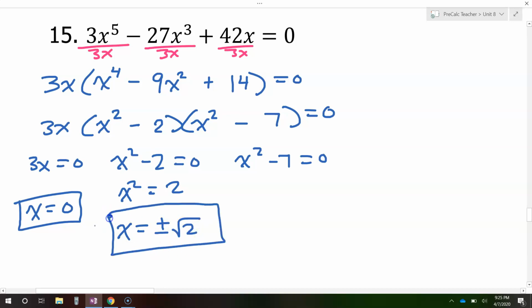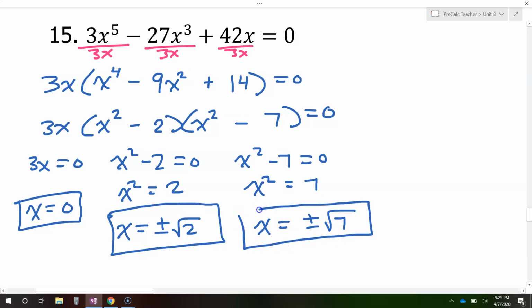All right, so really that's 3 solutions so far. Adding 7 to both sides gives me x squared is equal to 7. Taking the square root of both sides gives me x is equal to plus or minus the square root of 7. So there are really 5 solutions here. So that's it for number 15.